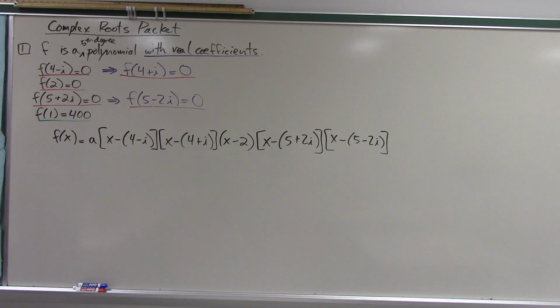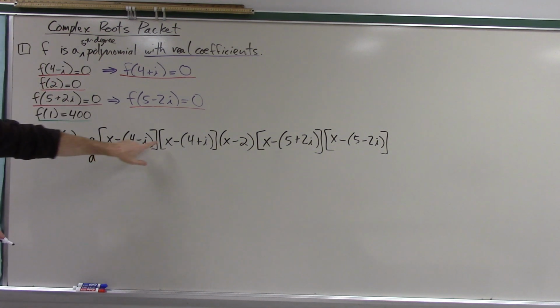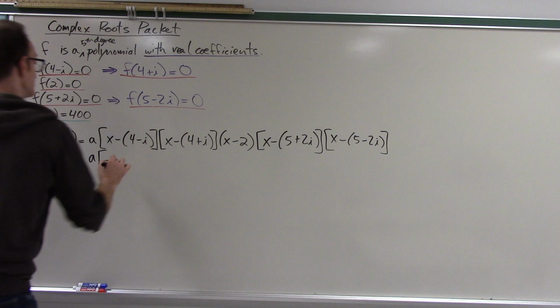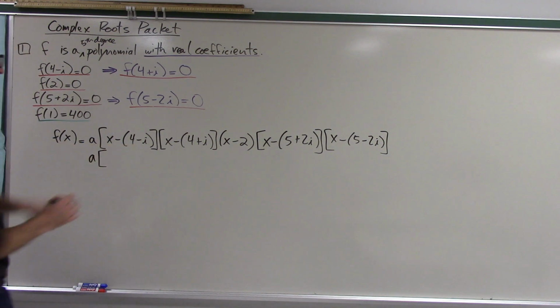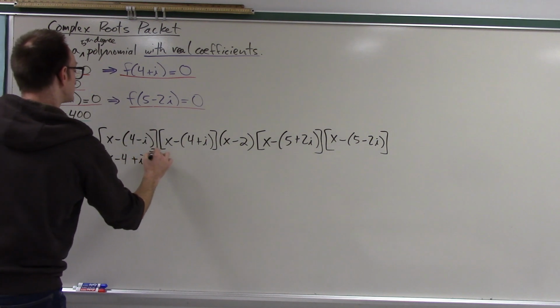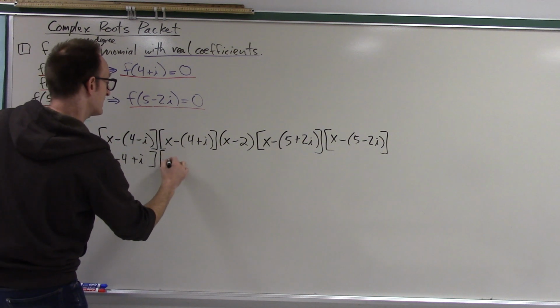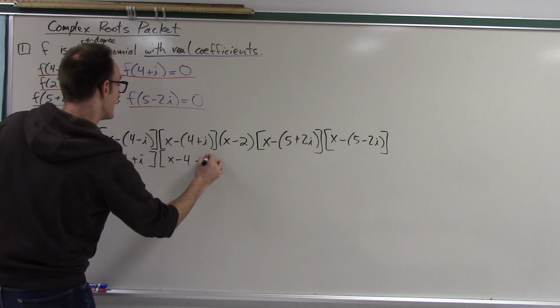You could plug x equals 1 in right now and set it equal to 400 and solve for a. It wouldn't be wrong, it would just be a bad idea. But instead there's this technique, and the technique goes like this. I'm going to distribute this negative through. Instead of this being x minus (4 minus i), this is really x minus 4 plus i. And here we have x minus 4, this becomes x minus 4 minus i.